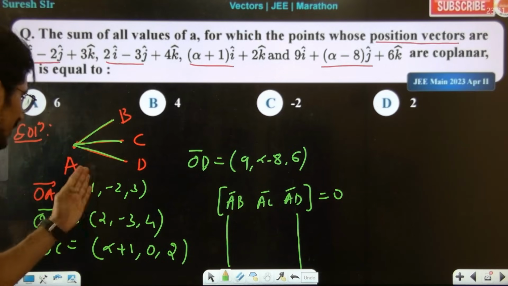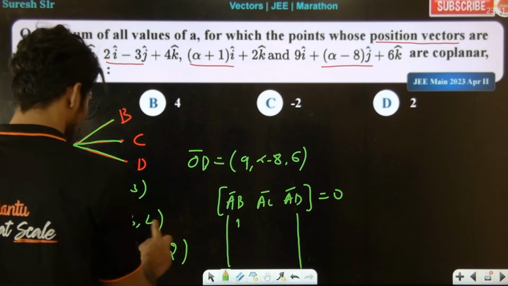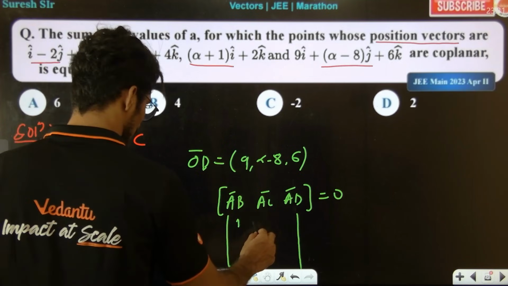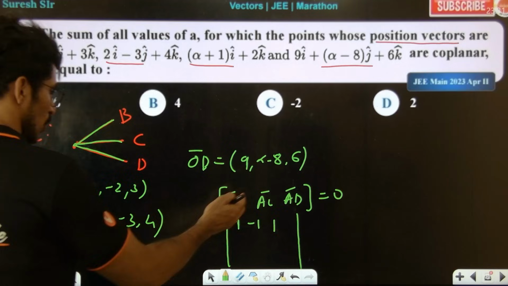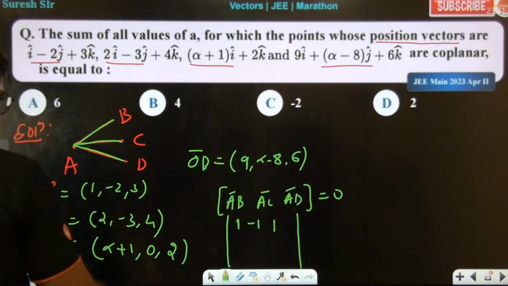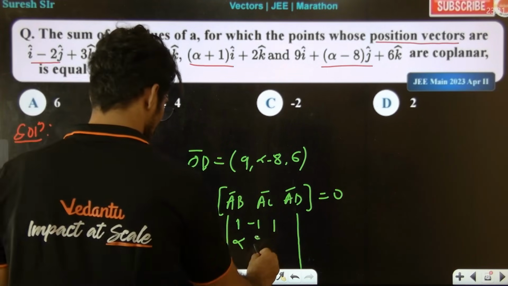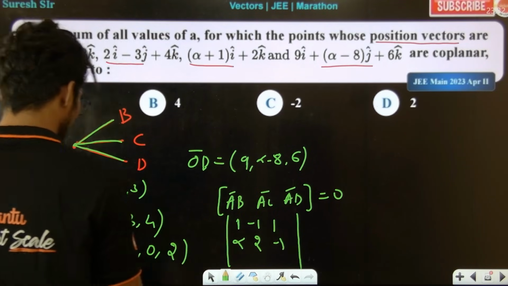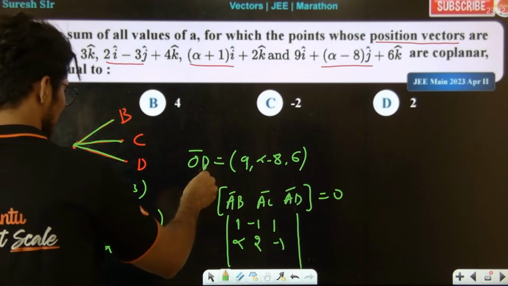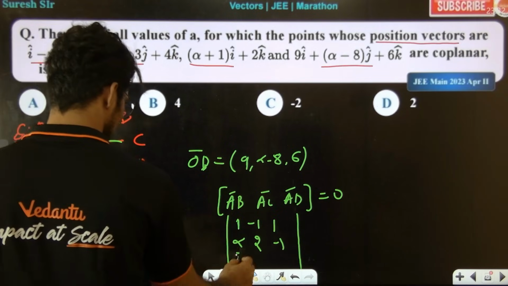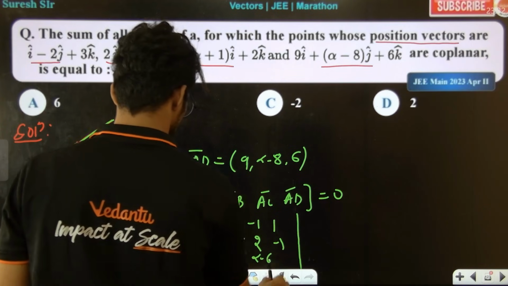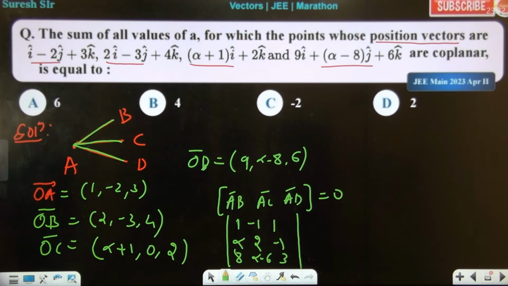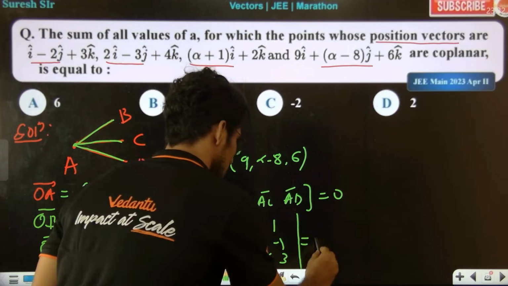AB means basically OB minus OA. So 2 minus 1, 1 minus 3, plus 2 minus 1, that is 1. AC is basically OC minus OA, so alpha minus 1, 0 minus 2, which is minus 2, and 2 minus 3 is minus 1. AD is D minus A: 9 minus 1 is 8, alpha minus 8 plus 2 is alpha minus 6, and 6 minus 3 is 3. Any doubts? Cool. So this should be equal to 0.